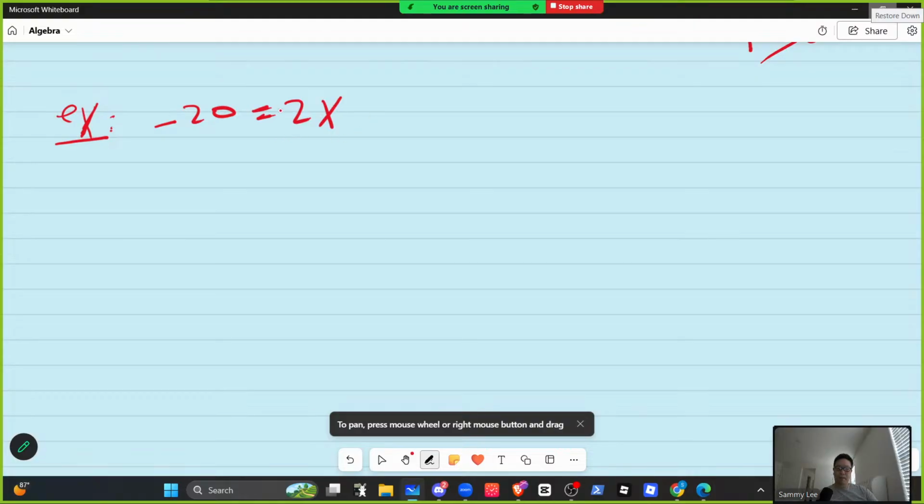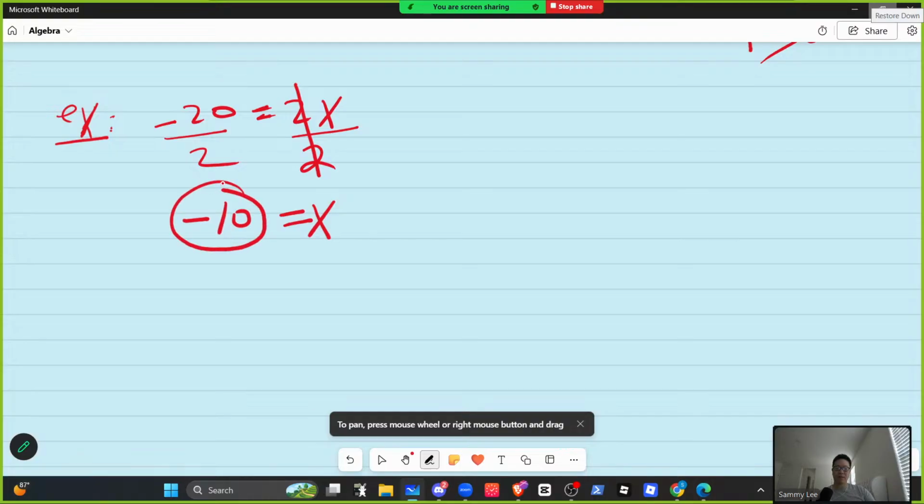So, like I said, it doesn't matter which side x is on. I normally like it on the left side, but it can be on the right side, and you'll still get the same answer. So 2 is multiplying x. That means all we have to do is divide by 2 on both sides. On the right, the 2s cancel out, and we're left with x equals negative 20 over 2, which is what? Negative 10. Good job. So that's the answer, negative 10.